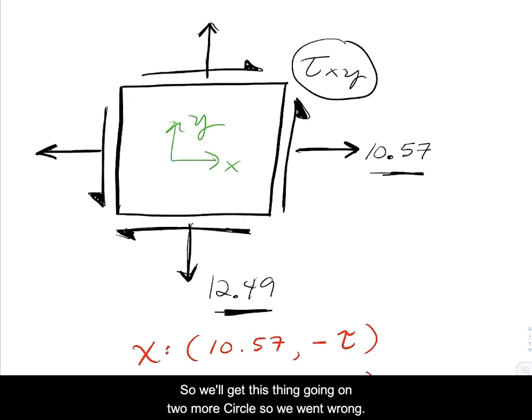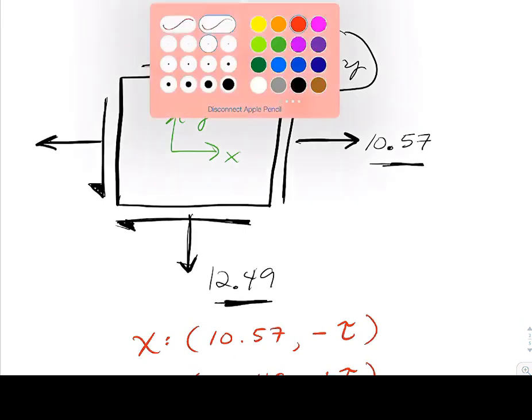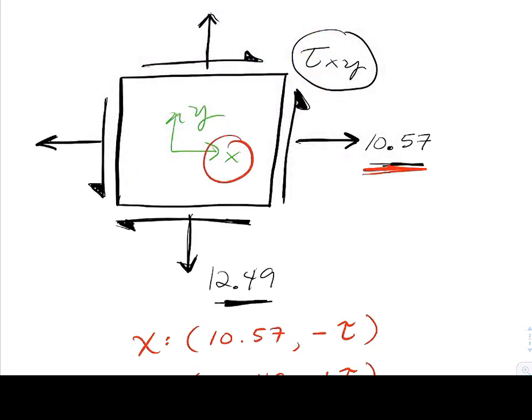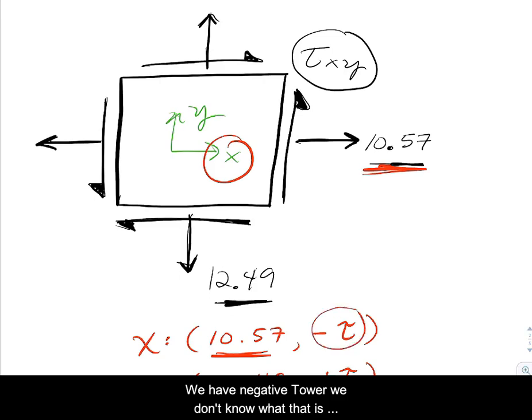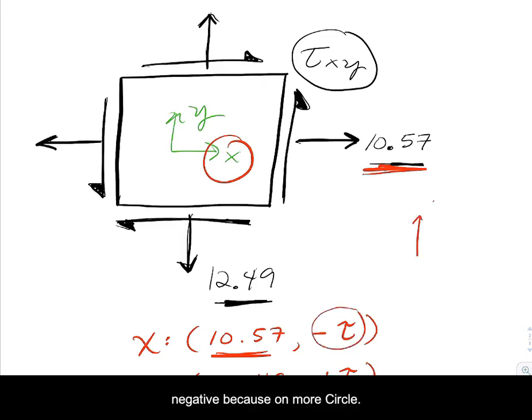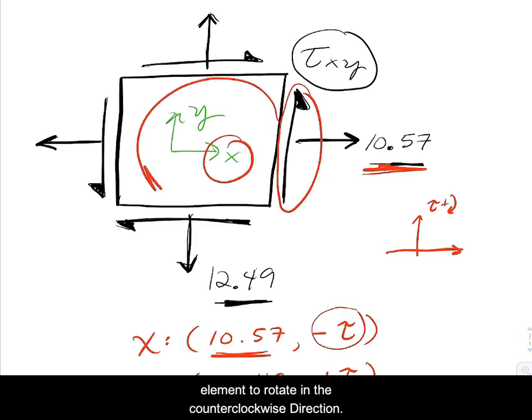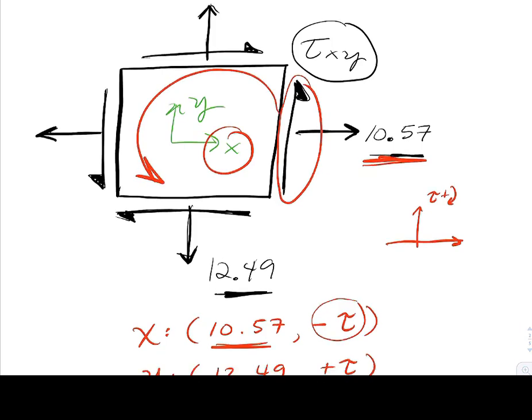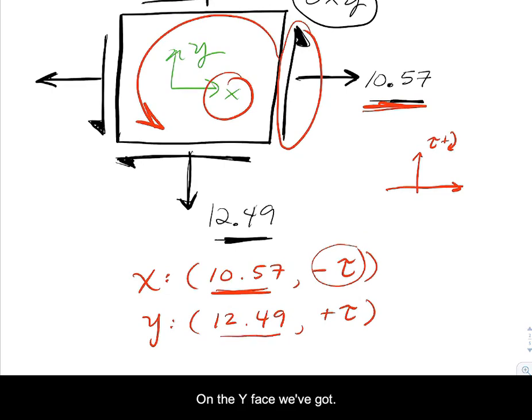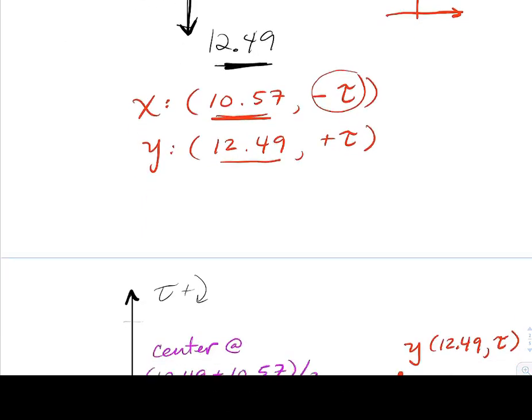So we'll get this thing going on to Mohr's circle. So the way we've drawn it, right over on the x face, we've got positive 10.57. And we'd have negative tau. We don't know what that is. It's negative because on Mohr's circle, clockwise is positive. So we've got a shear stress that would cause the element to rotate in the counterclockwise direction. So on the y-face, we've got 12.49, comma, plus tau.